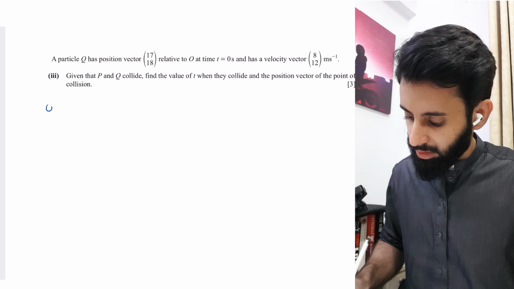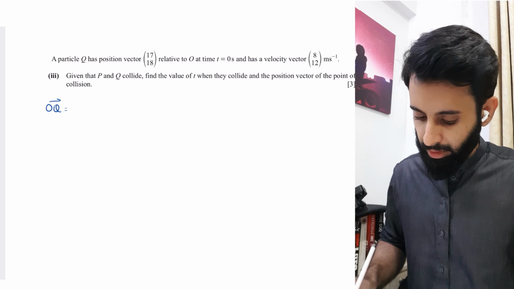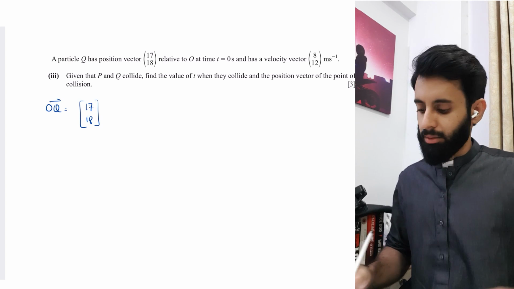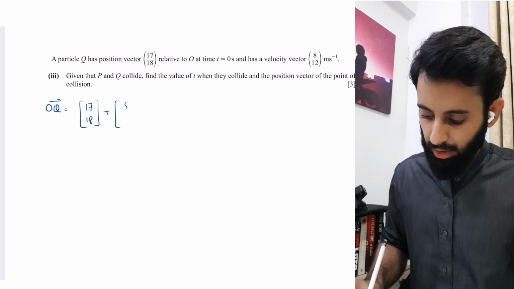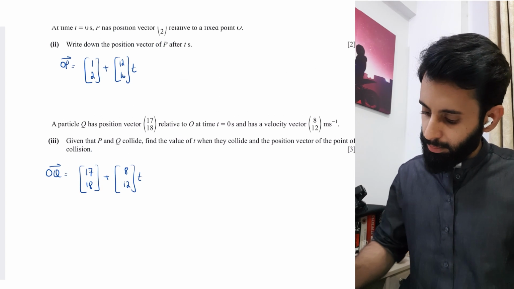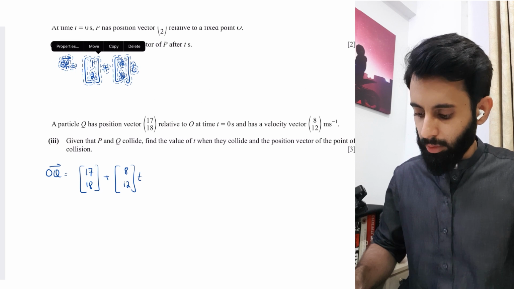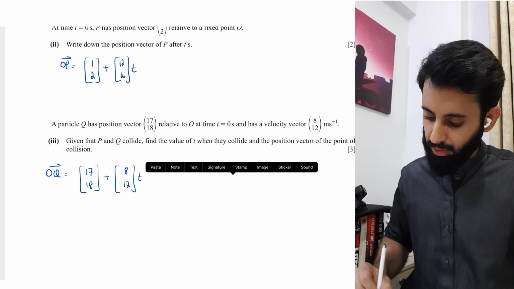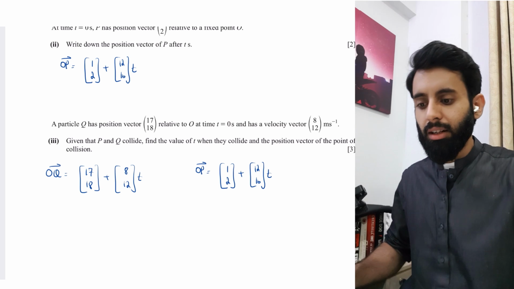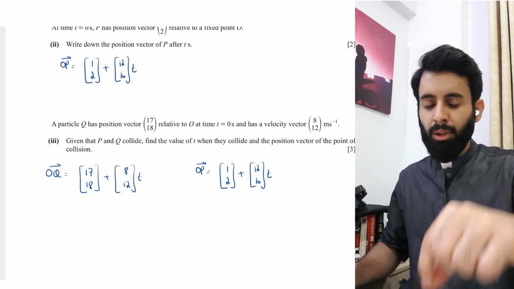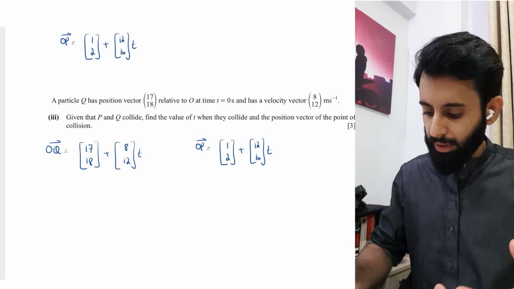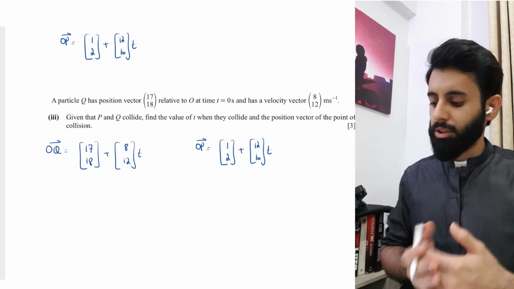As far as q is concerned, q's position vector at time t seconds can be worked out by taking the point from where it's starting, which is (17, 18), and adding (8, 12) multiplied by t. Now since p and q collide, the reason is that both of them are at a common point at a certain value of time. So if you want to find that common point, all you have to do is equate the two.